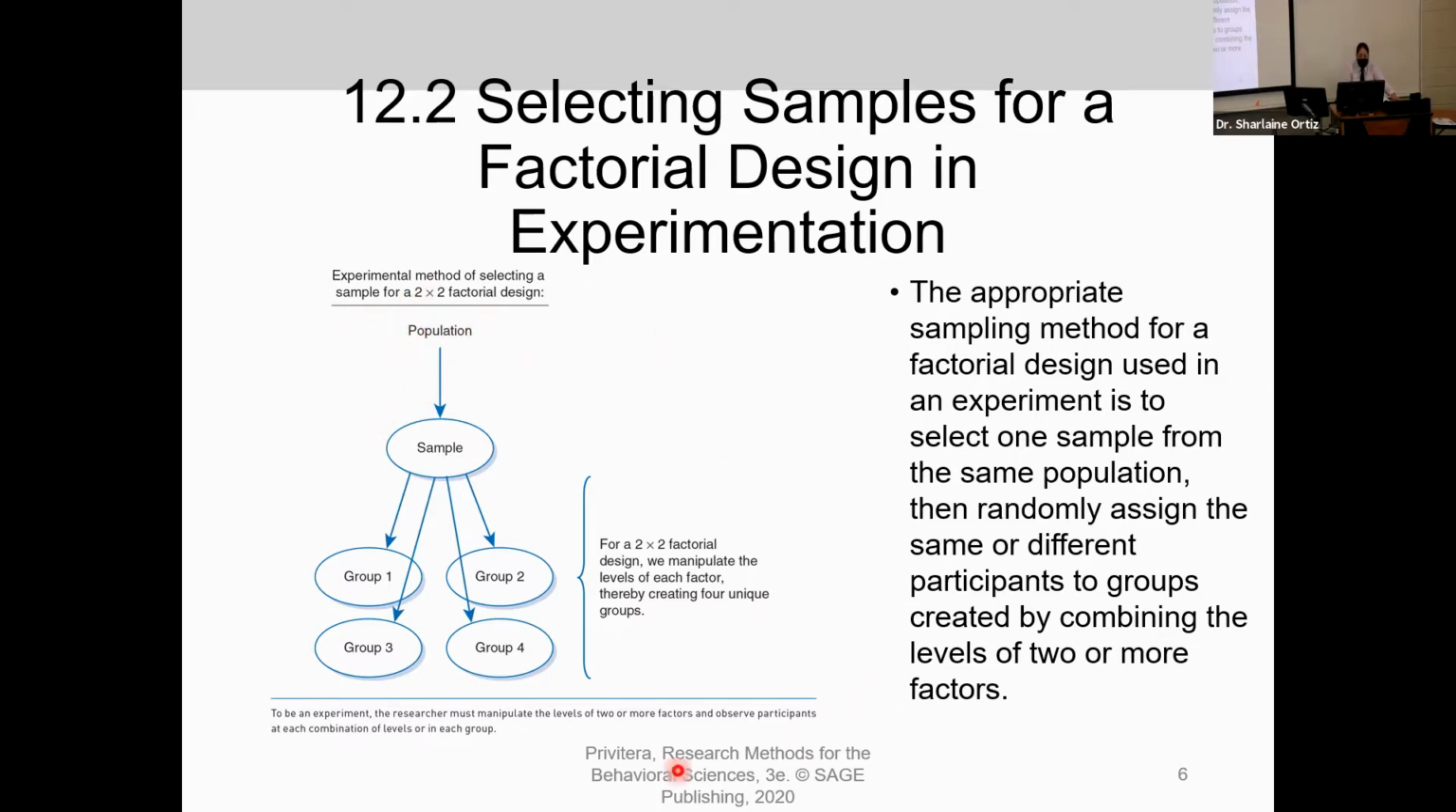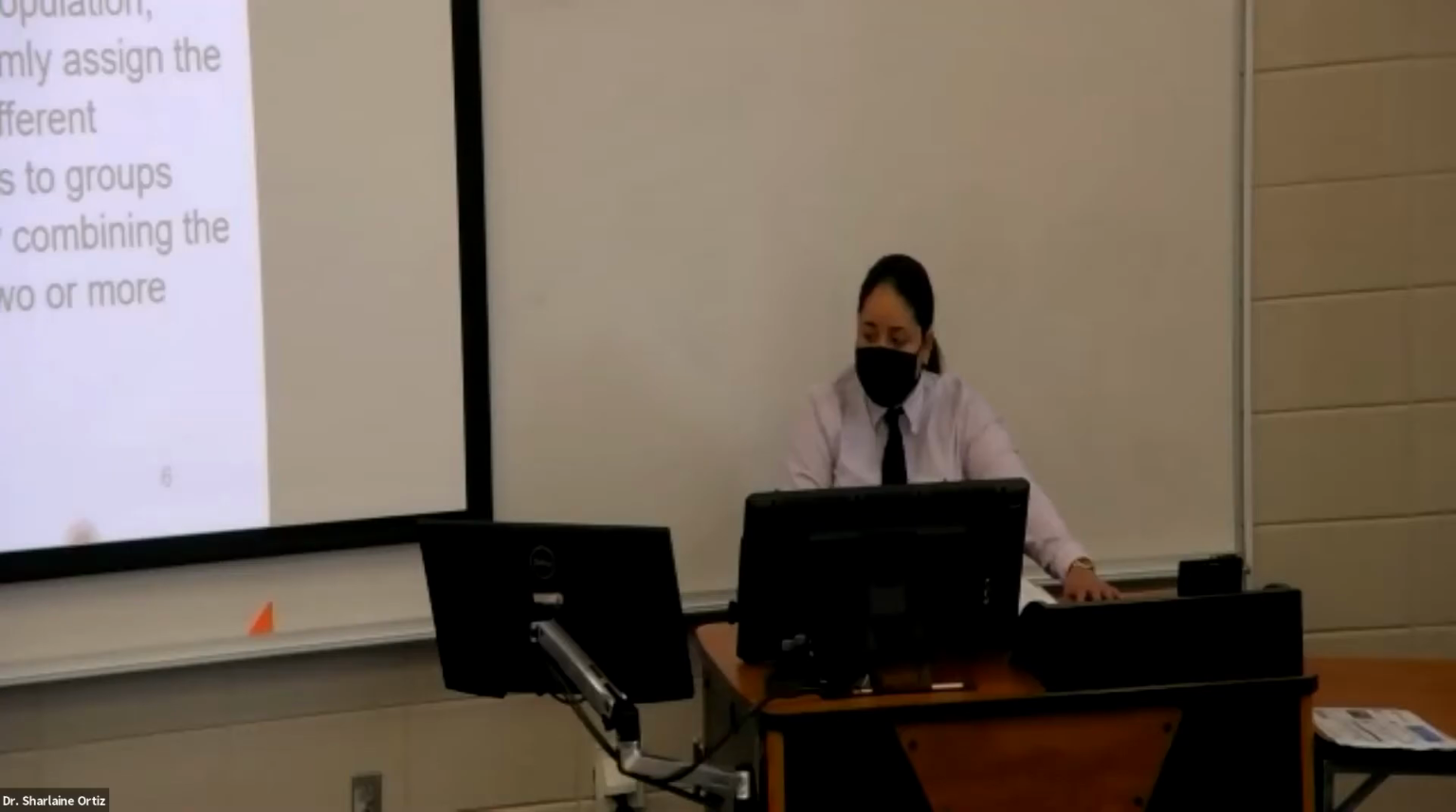Notice that this specific illustration that I am showing here refers to a particular draw for a 2x2 factorial design. Notice that we have the different groups. So for example, from the sample, we drew group 1, group 2, group 3, and group 4. And after we drew that sample from the same population, we are going to then randomly assign the participants to each group. So any questions so far?